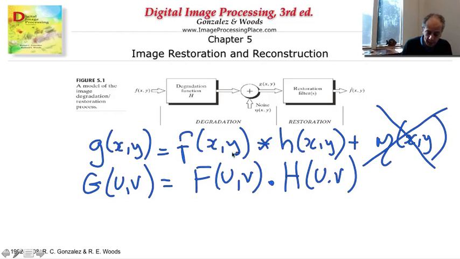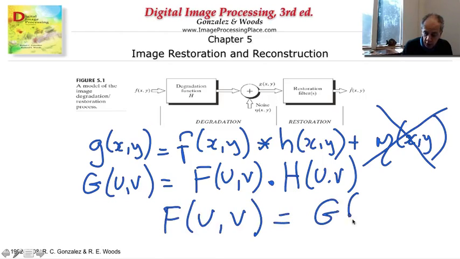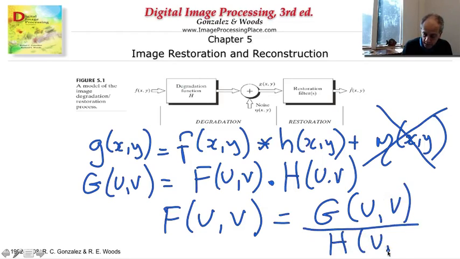And now look what we have. We want to estimate the original image, so we divide. So we say, okay, very good. F(u,v) is equal to the observation, basically the degraded image, divided by the filter. So if we manage to estimate the filter, very easy. We take the observed image, we do a Fourier transform, we do a Fourier transform of the estimated filter, we divide one by the other, we get the original image's Fourier transform, we invert it, and we get the image back. This is what's called inverse filtering.